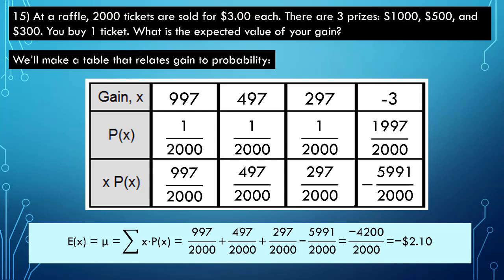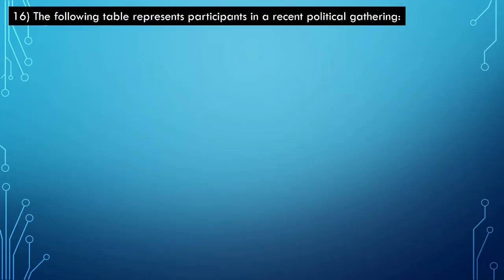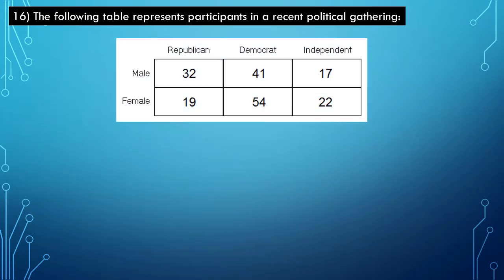Question number 16. The following table represents participants in a recent political gathering. So we have males and females, Republicans, Democrats, Independents. In a situation like this, before we even know what the question is, it's a good idea to add up all your rows and columns.